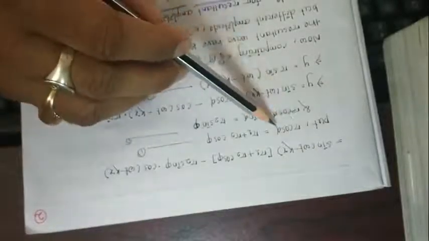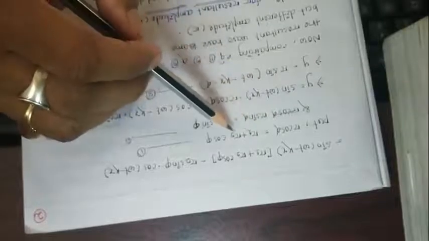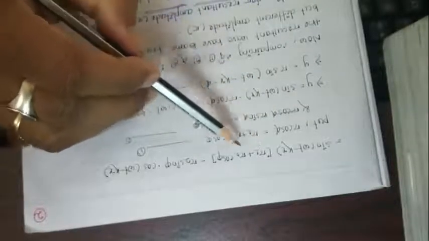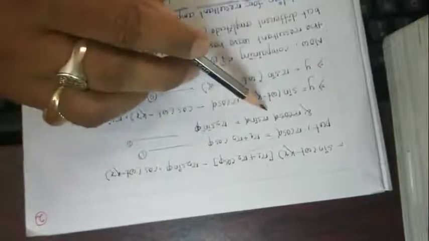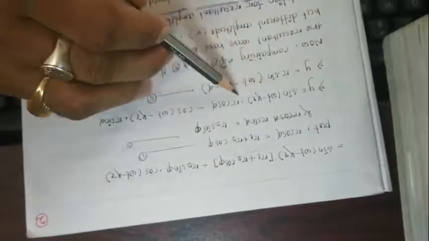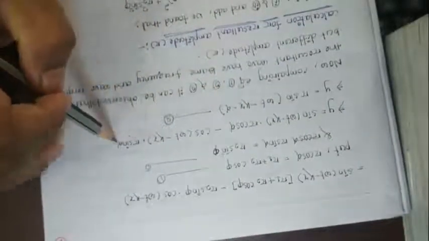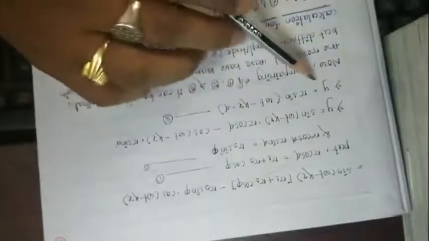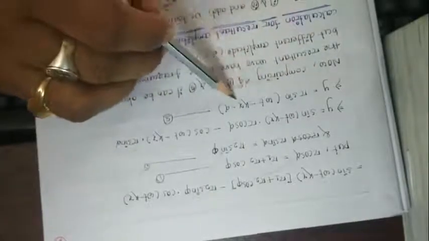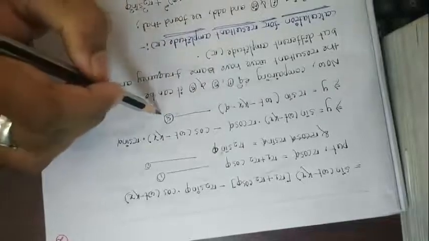Now let r cos alpha equal to r1 plus r2 cos phi. This is considered as r cos alpha, and r2 sin phi is considered as r sin alpha. Hence this equation can be written as y equal to sin (omega t minus kx) r cos alpha minus cos (omega t minus kx) into r sin alpha. That implies y equal to r sin (omega t minus kx minus alpha). Let this be equation number 3.